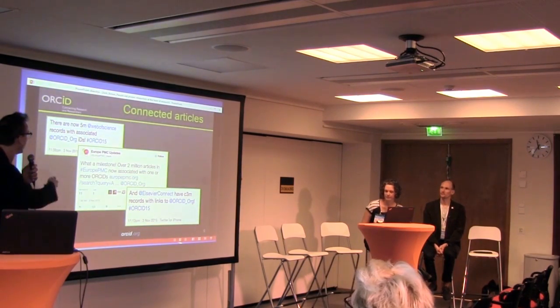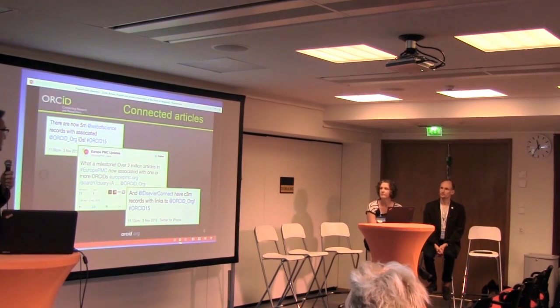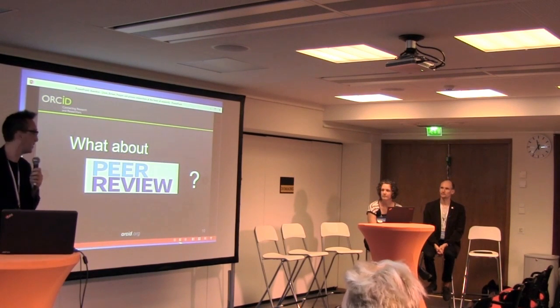Just recently you can see there are 5 million records in Web of Science with an ORCID ID associated. Actually Europe PubMed Central now has more than 2.5 million articles connected to ORCID IDs. So articles are working. Authorship makes sense, people get it. But what about peer review? That's how you assure the quality of the articles.